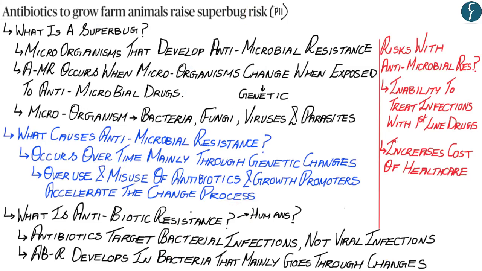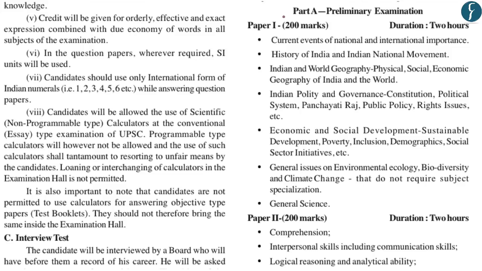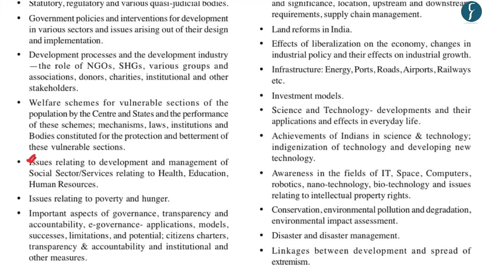So now hopefully up till here you've understood the basic aspects related to superbugs, antimicrobial resistance, and antibiotic resistance. Now let us understand where this would be placed in your UPSC syllabus. If you take a look at the UPSC syllabus, in your prelims examination syllabus, it would be placed in the section General Science. While with regards to the mains examination, it would first be placed in GS paper 2 in issues relating to the development and management of social services relating to health.